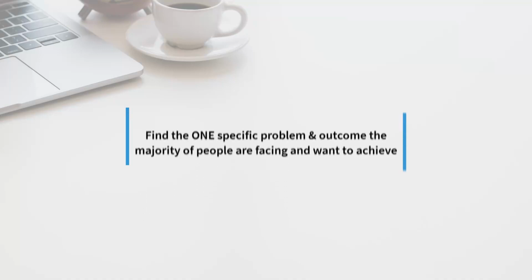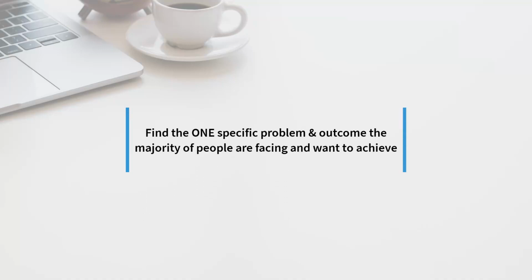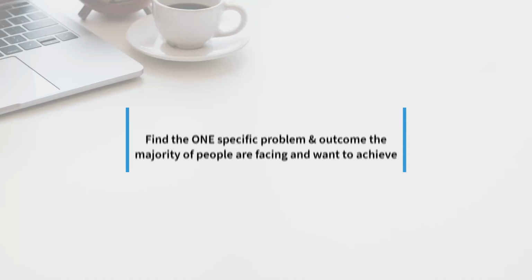Then we want to start spotting trends. That's when we can kind of end our customer research, even though it never really does fully end. What are the majority of people struggling with? And what do the majority of people want to achieve? Our goal is to find the one specific problem and one specific outcome that the majority of people are facing and that they want to achieve.